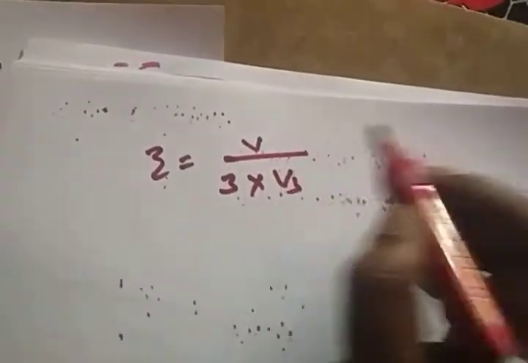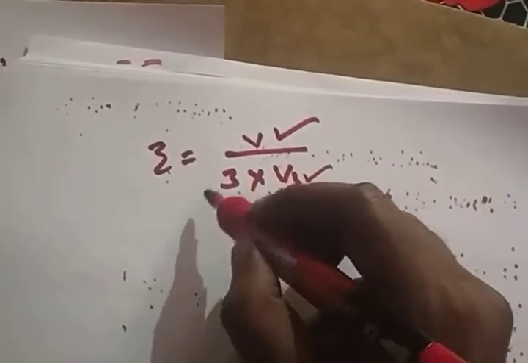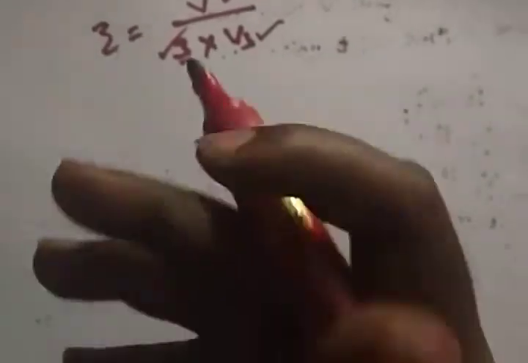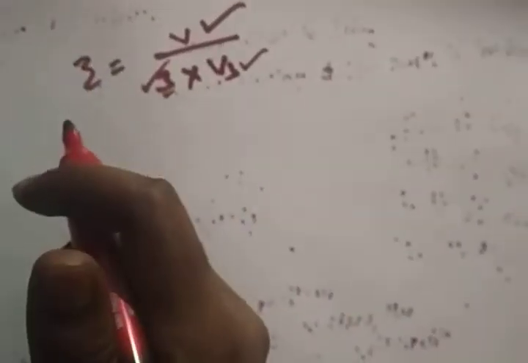Efficiency is equal to the total voltage across the string divided by the number of disks, 3, into V3. You know the value of V, the value of V3, and the number of disks, so you just calculate the string efficiency of the total string. If the string efficiency is increasing, that means you are maintaining uniform voltage across each and every disk of the string.